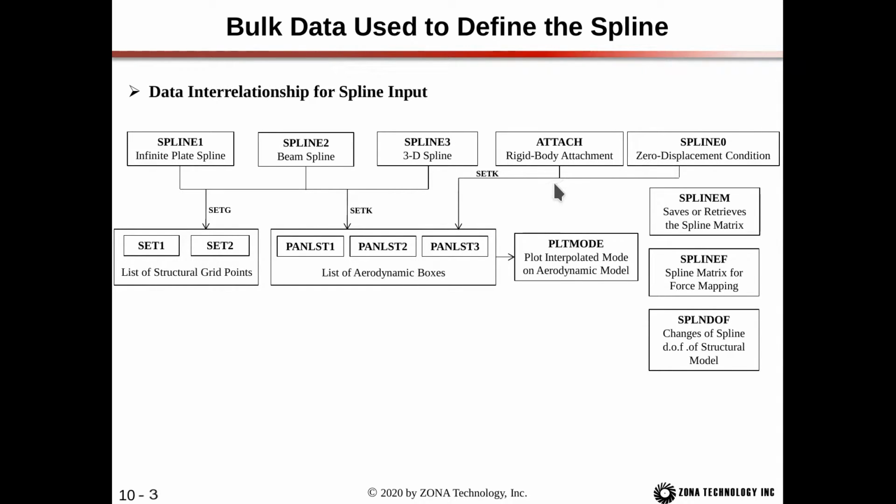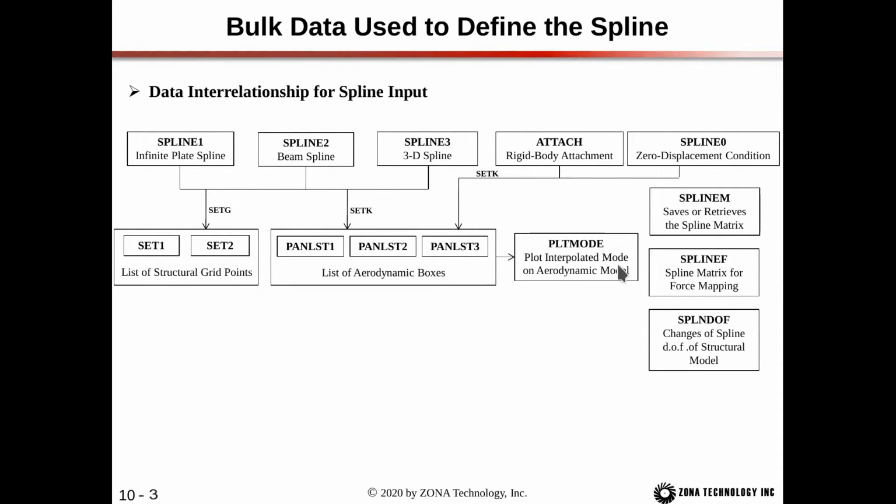Meanwhile, the attach card, which is the rigid body attachment, directly lists the grid point in the bulk data card, so it only has a set K field to refer to the PanLST cards. And then the Spline0, the zero displacement, of course, that does not refer to a structural grid point. That refers to the PanLST cards via the set K field.